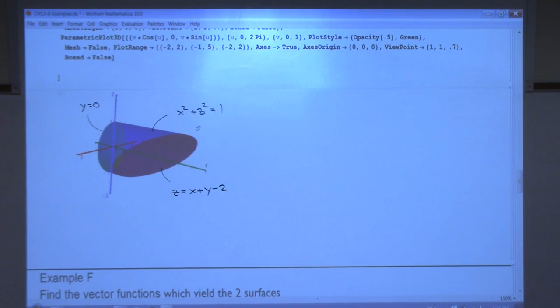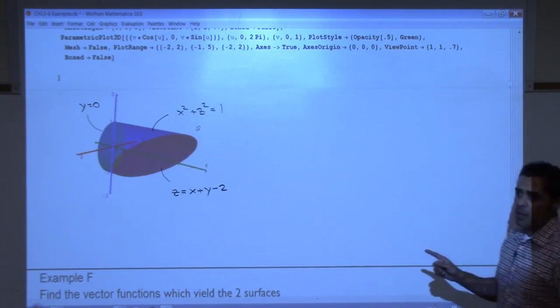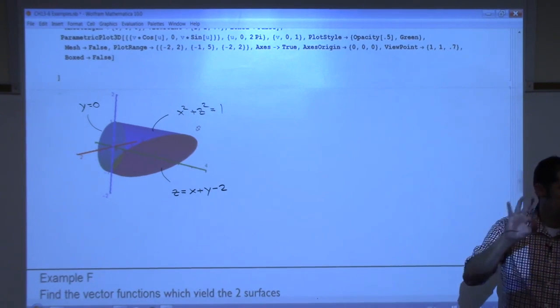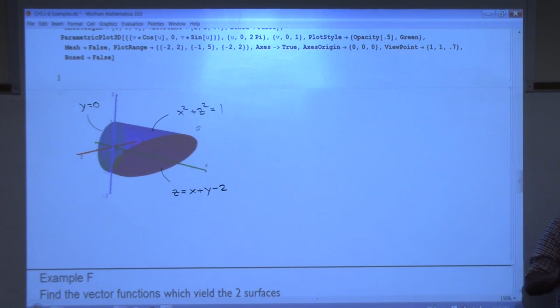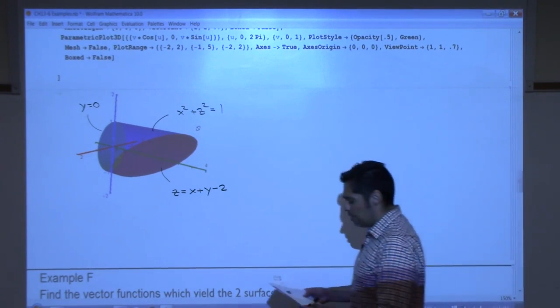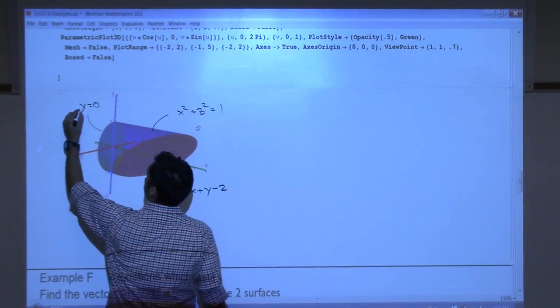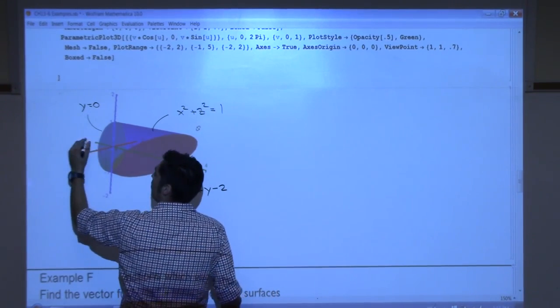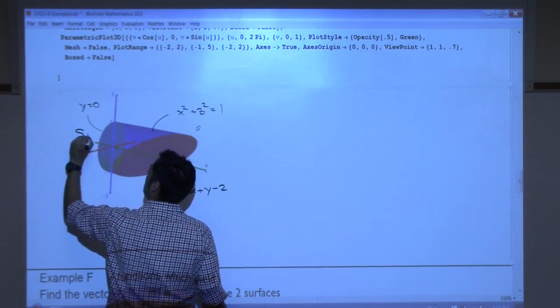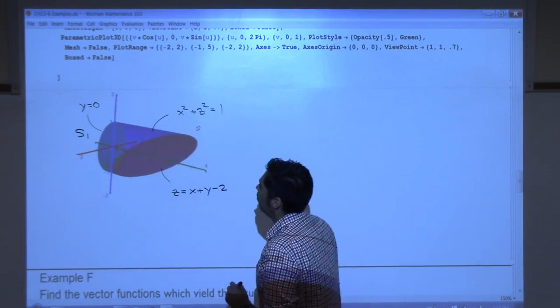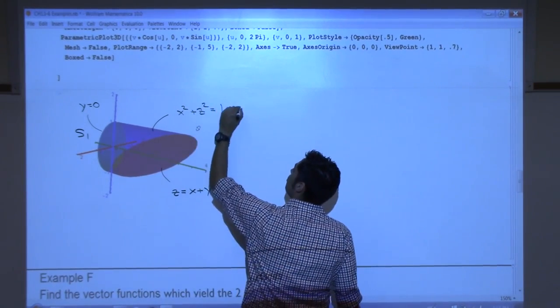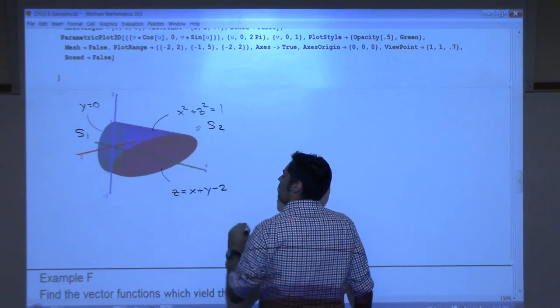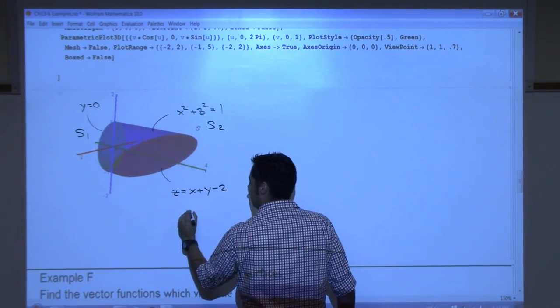which yields the three surfaces shown. That means we're going to have to come up with three different vector functions. We can't draw them all at the same time. We have to just do one at a time. All right? So let's label these. Why don't we call this one over here the backside, S1? Why don't we call this one over here S2? And the one that comes from here S3.